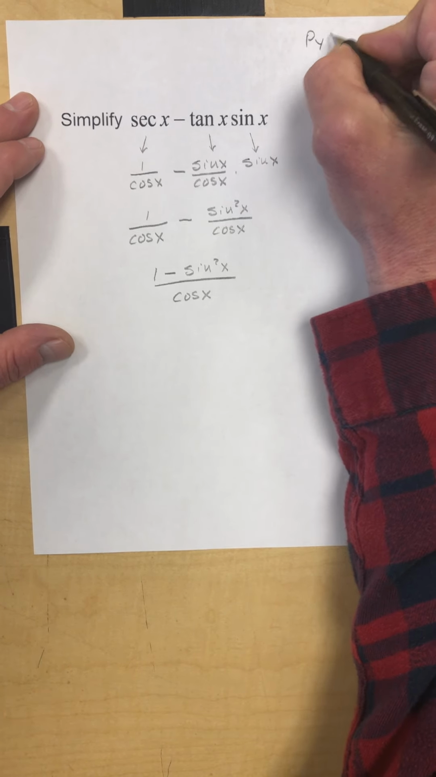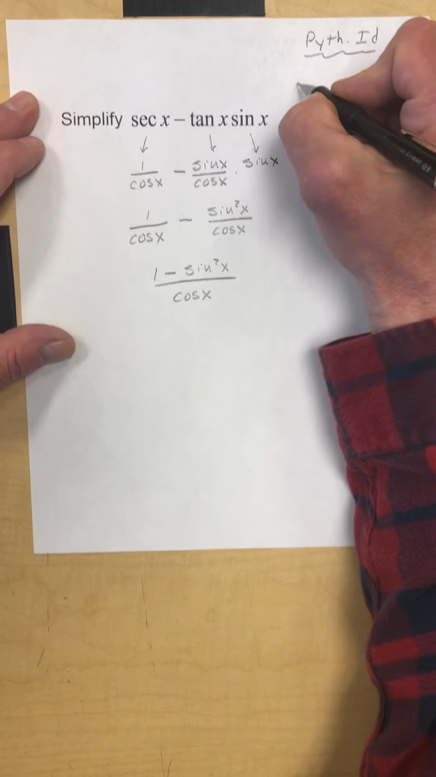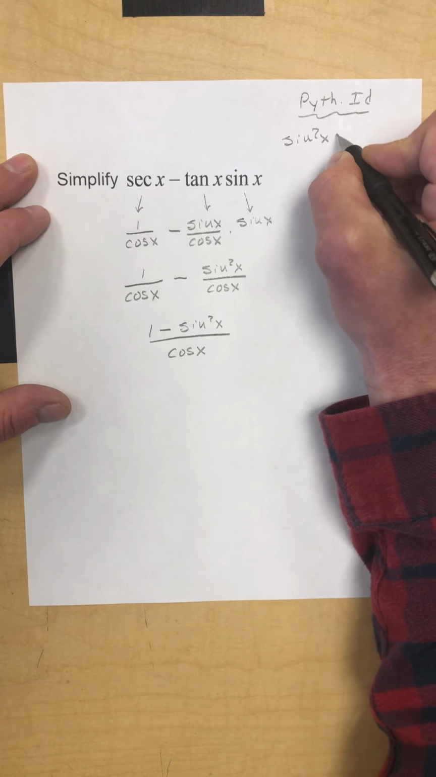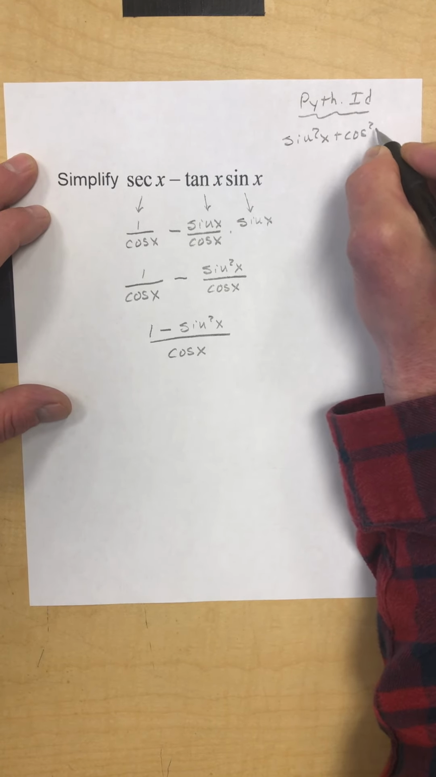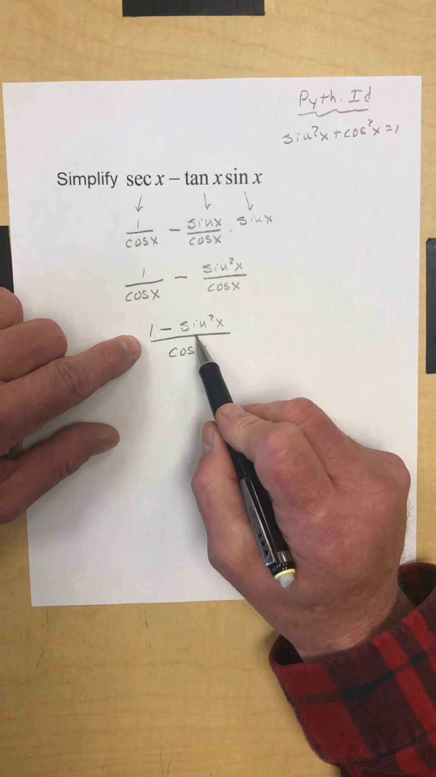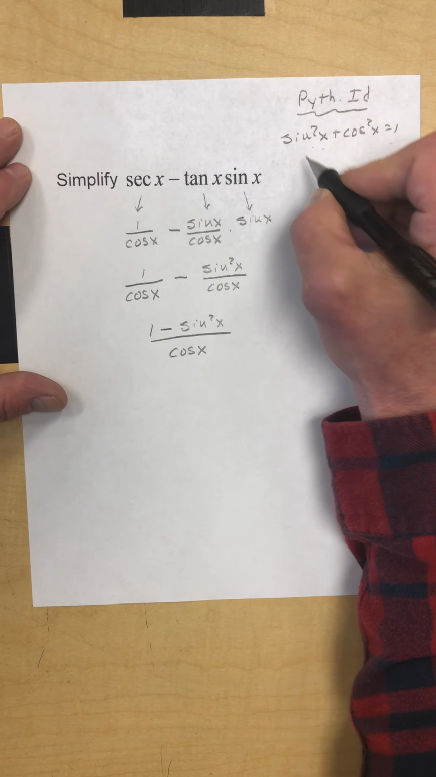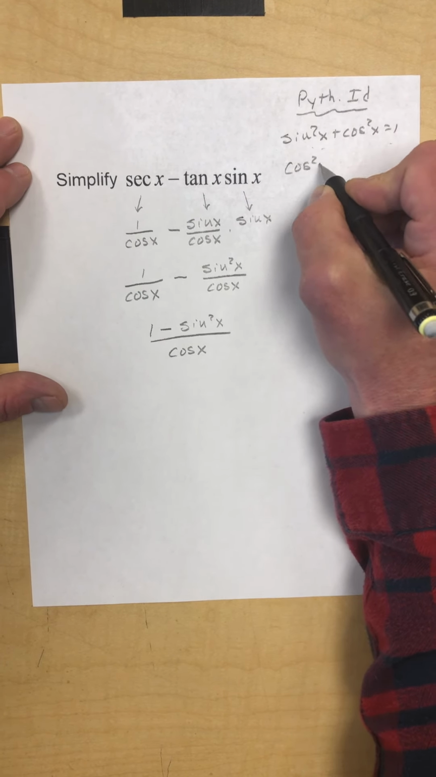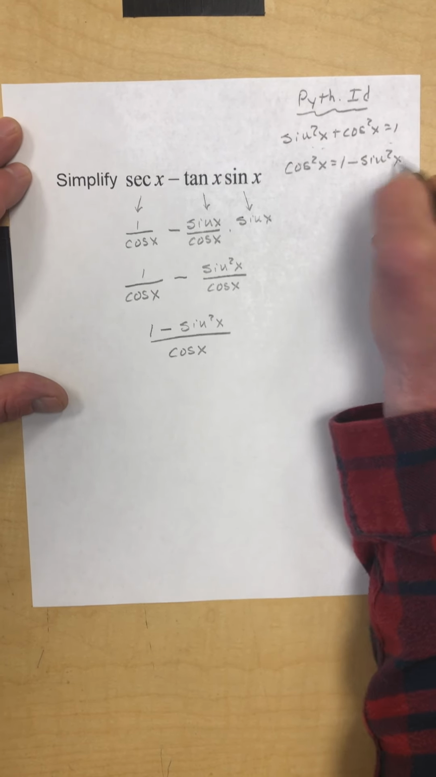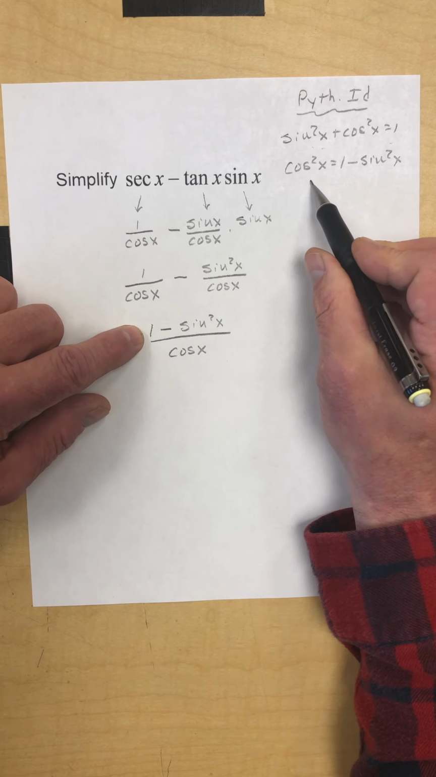If we go to our Pythagorean identities, the most important one is sine squared of x plus cosine squared of x equals 1. And I need to have this 1 minus sine squared. So how about if I subtracted sine squared of x from both sides? I would get cosine squared of x equals 1 minus sine squared x. So that means this numerator right here is the same as cosine squared of x.